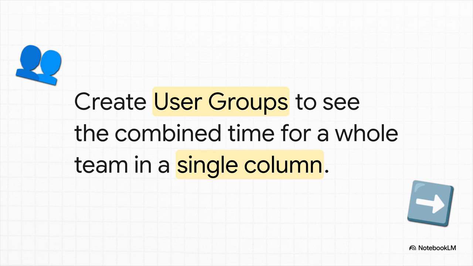And check this out. This is a game changer for managers. Instead of having your report clogged up with a dozen different columns for each developer, you can just bundle them together. Create a user group, call it front-end team or QA squad or whatever, and you'll see the total time an issue spent with that whole group all in one neat column. For team-level reporting, it is just so powerful.